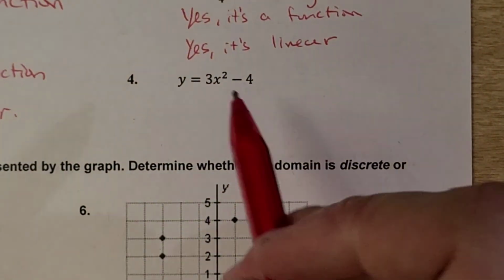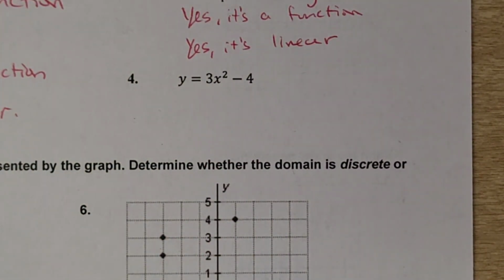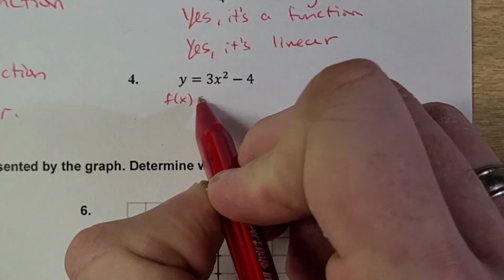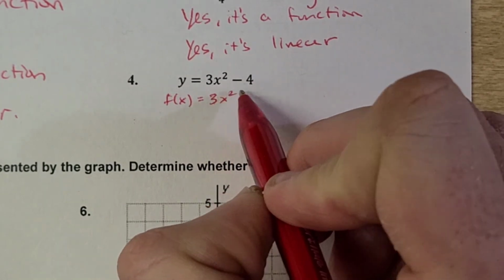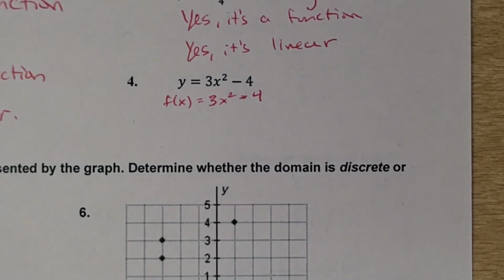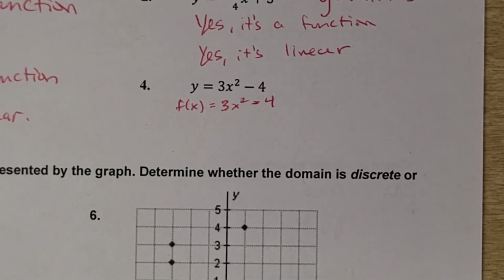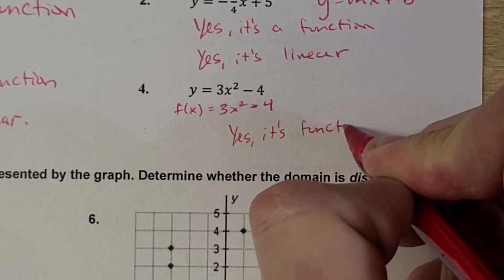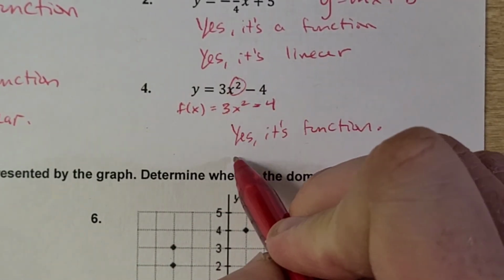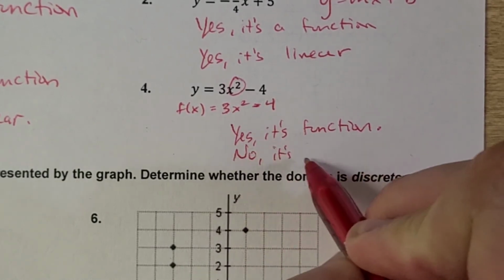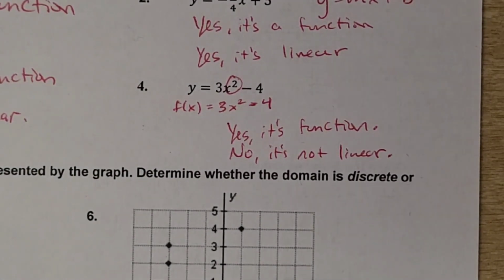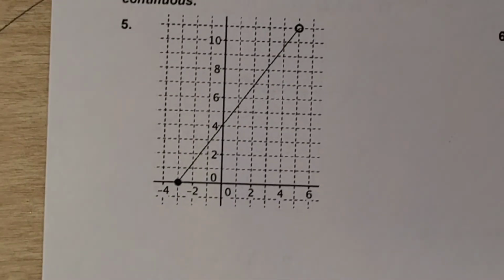Alright, this last one's a little trickier. y equals 3x squared minus 4. Do you know if that is a function or not? The only reason you would have been able to tell that yes, this is a function is because you could have written it as f of x equals 3x squared minus 4. So that goes back to our function notation days, f of x. So you should have said yes, it's a function. But you also should have looked at this square and said, no, it's not linear. That's it.